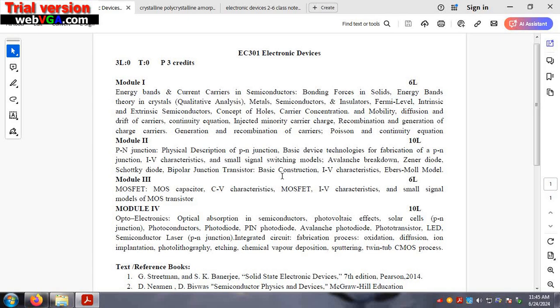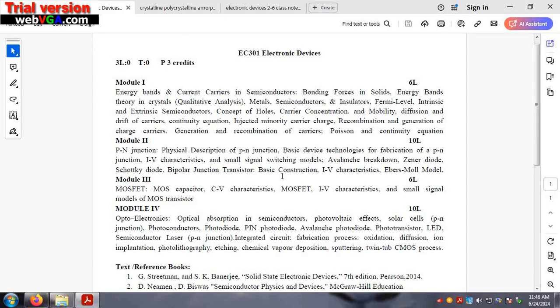metals, semiconductor, insulator, Fermi level, different semiconductor materials, those are intrinsic and extrinsic semiconductor, concept of holes, carrier concentration, mobility, diffusion and drift of carriers, different semiconductor related equations, those are continuity equations, Poisson equations, then injected minority carrier charges, recombination and generation of charge carriers. This is all about the module 1 syllabus.